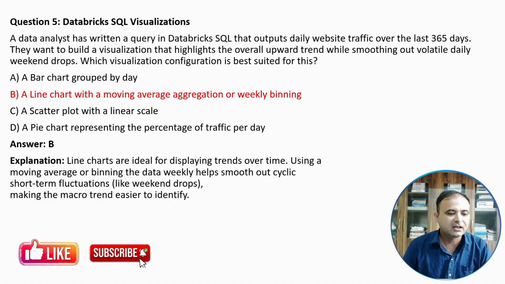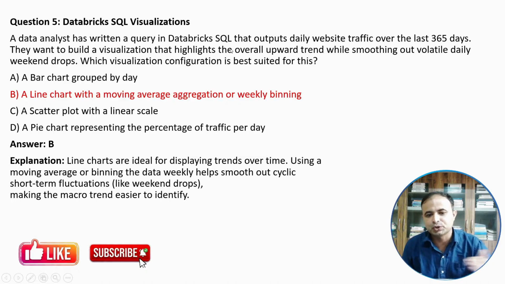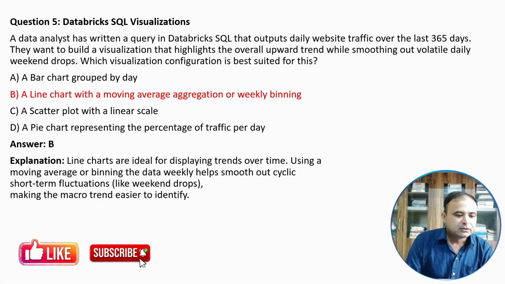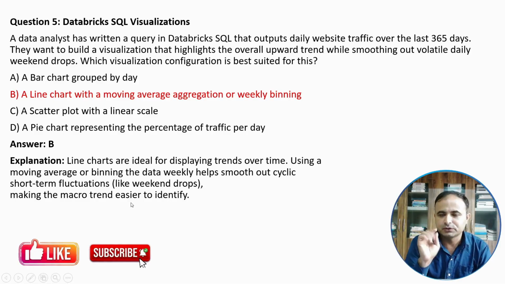A bar chart grouped by day, a line chart with a moving average aggregation, or weekly binning. That is a line chart with moving aggregation. We just want to show this. A line chart is ideal for displaying the trend over time and using the moving average. You should be well prepared regarding charts like bar chart, line chart, pie chart, Gantt chart, and so on.